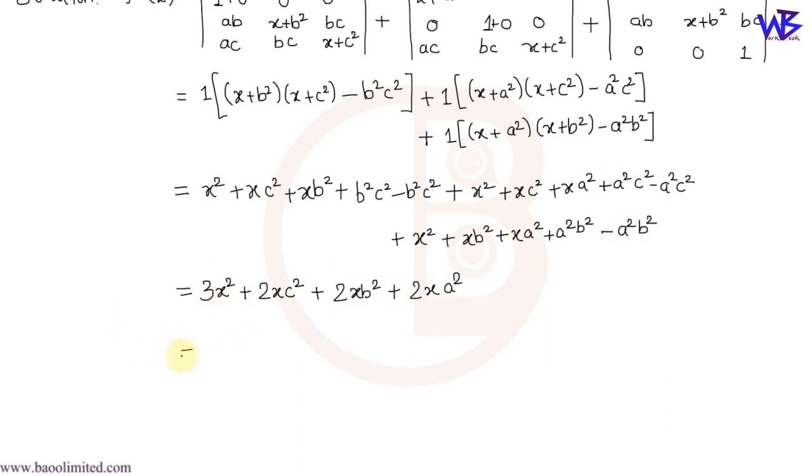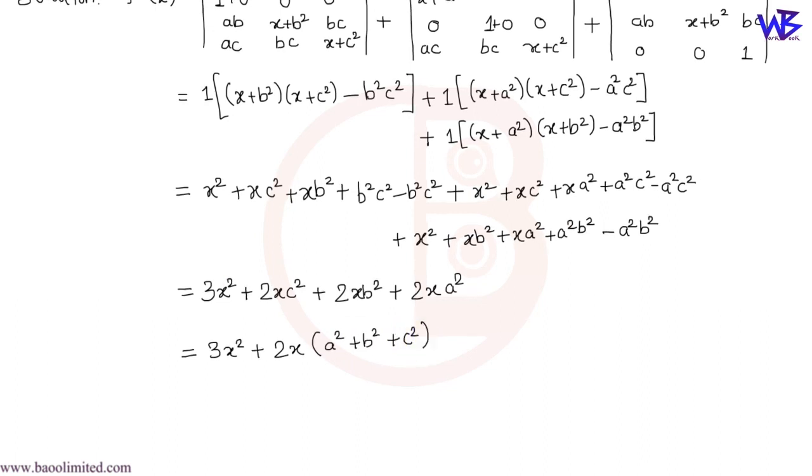Now just simplifying it once again, 3x square plus, we can take the term 2x out common of the three terms. So we can write 2x into, just writing it alphabetically, a square plus b square plus c square. So we have successfully proven the statement that was to be proved as given in the question. Final answer is f dash of x is equal to 3x square plus 2x into a square plus b square plus c square.